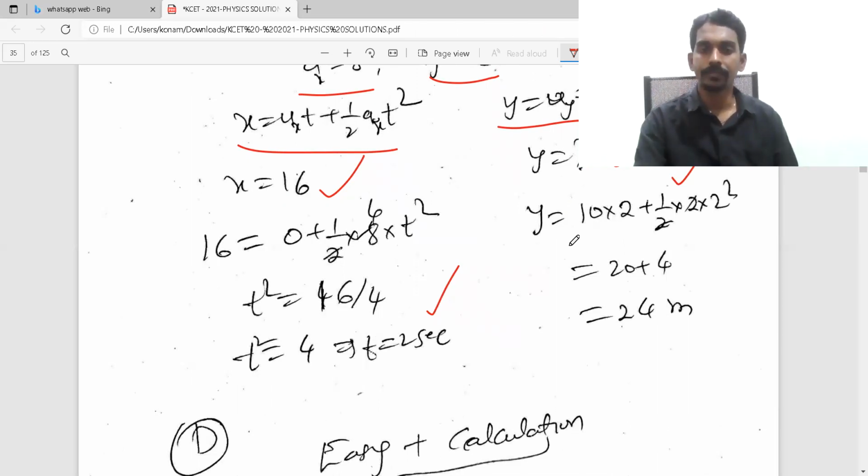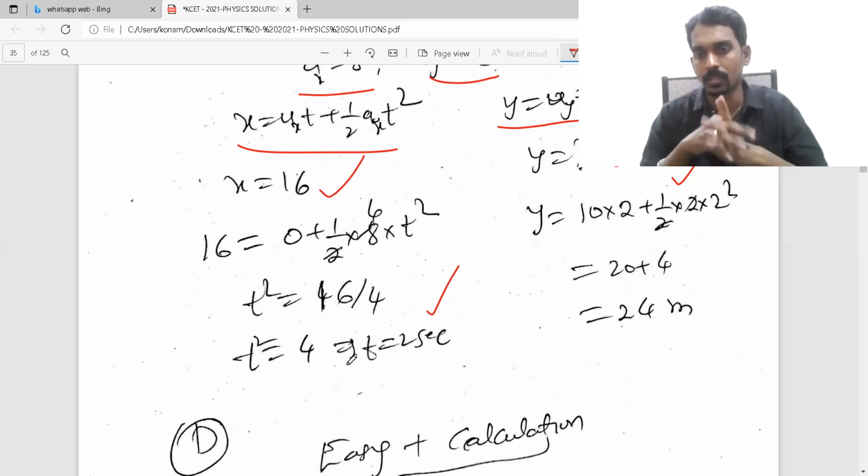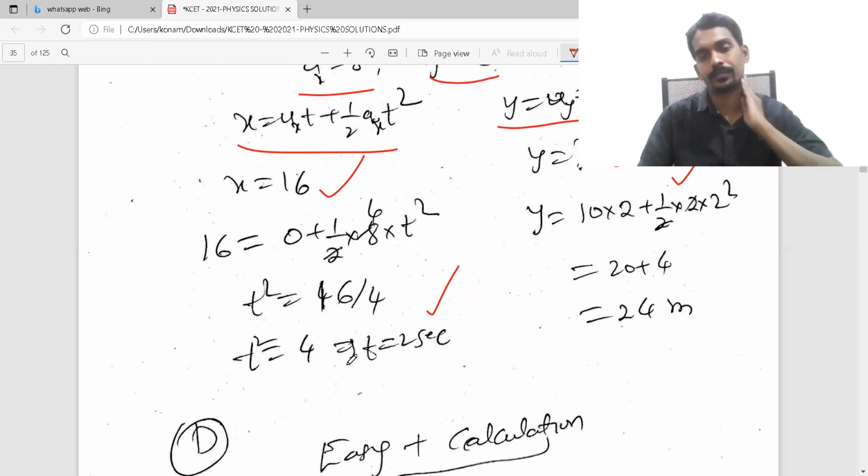So this way you need to have a clear idea on what concept they are asking the question. So how to solve the question? This is called the procedure. If you know the procedure, then you can solve the question. Otherwise, it will become difficult.